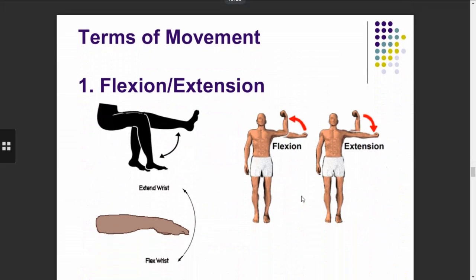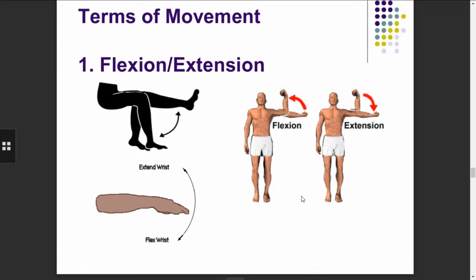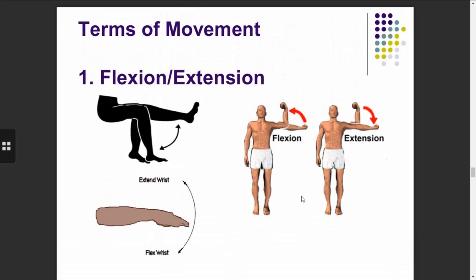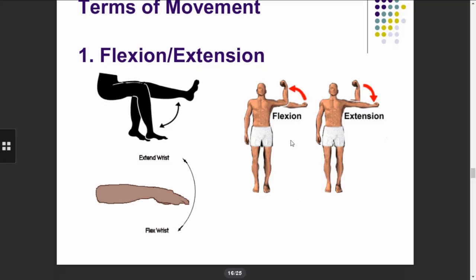Now we will discuss the terms of movement. First one is flexion and extension. Flexion, we can say that it brings the structure toward the midline, and extension pushes the structure away from the midline. There is an increase in angle in flexion, and a decrease in angle in extension, like this one.